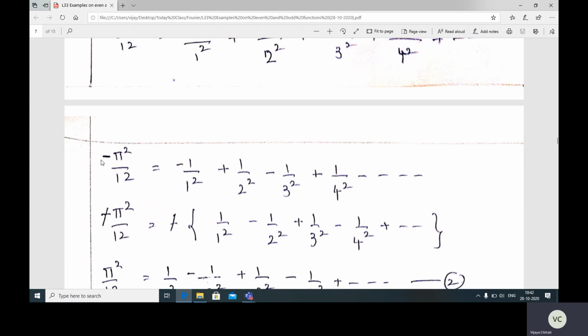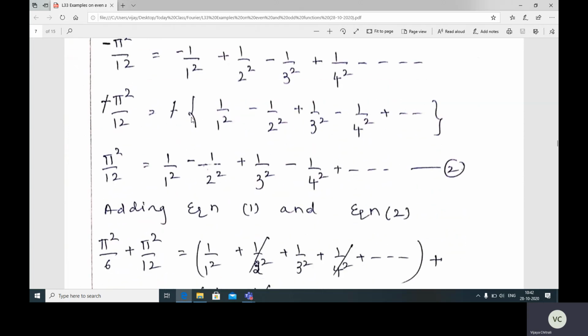Now take the negative sign common in the RHS, right? On the other side we have a negative sign. So we can cancel both sides. So take the negative sign as common: 1 by 1 square minus 1 upon 2 square plus 1 upon 3 square minus 1 upon 4 square plus so on. So the negative sign on both sides gets cancelled. So pi square by 12 is equal to 1 by 1 square minus 1 by 2 square plus 1 by 3 square minus 1 by 4 square plus so on. Take this as equation 2.